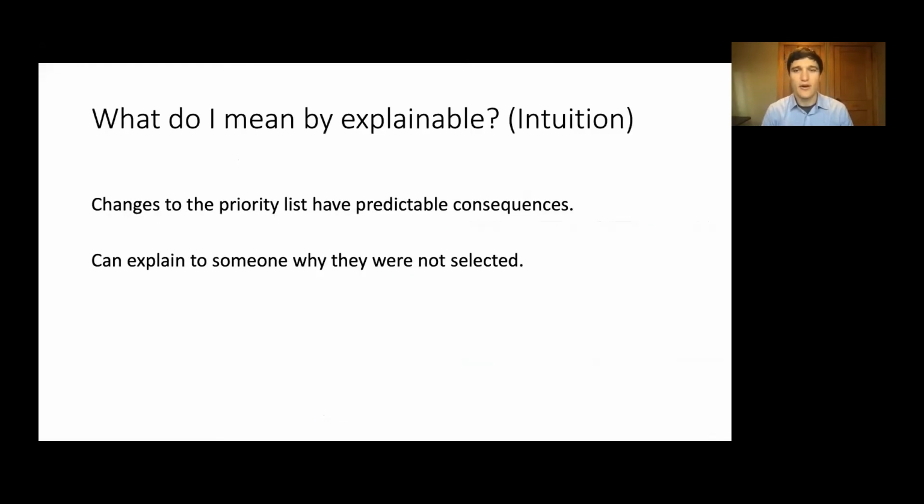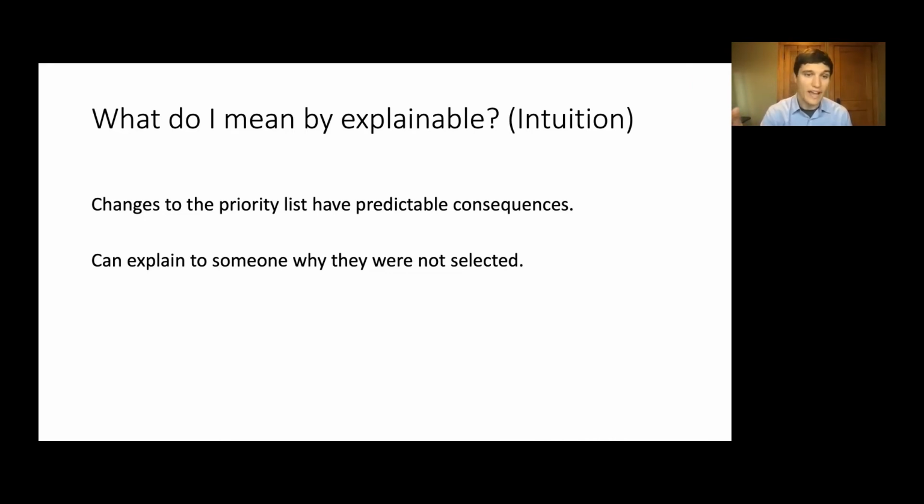Okay, so now I want to define what it means for a selection rule to be explainable. Intuitively, I have in mind two different things that are related. One is that if you make some change to the priority list, it should have predictable consequences. It would be weird if I could move Marion up one spot in the priority ranking, and then I'm suddenly choosing a completely different set of applicants. It seems unrelated. So there should be some structure to how the set of selected applicants relates to the priority order.